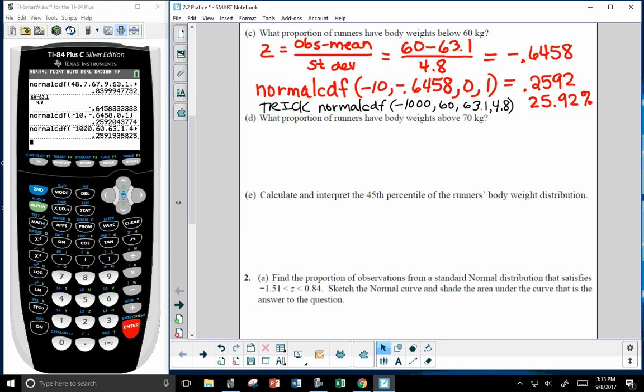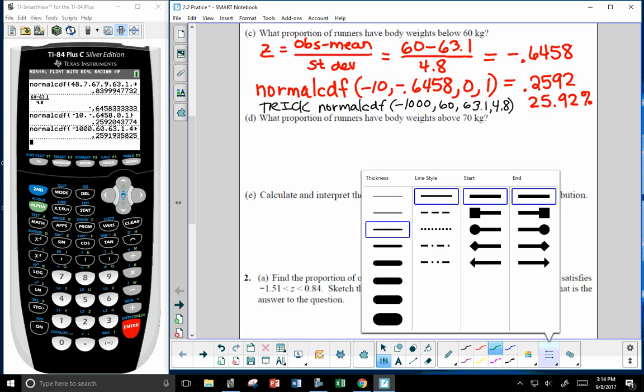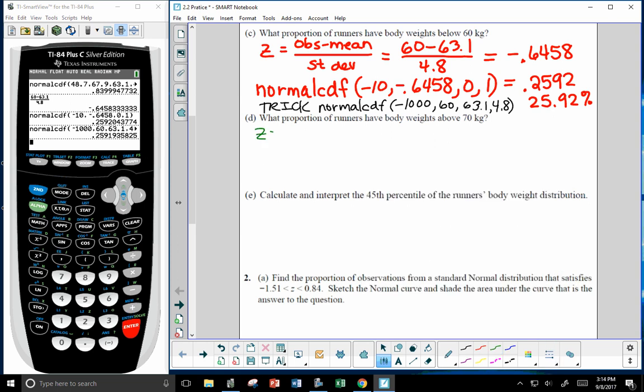And you need to start thinking about things like that, so that if you come up with a wrong answer, you're going to know, hey, that realistically doesn't make sense. So if you start thinking about what you're finding, you're going to catch mistakes, if you make them. So 70 minus 63.1 divided by 4.8 should give us a positive z-score, 1.4375.